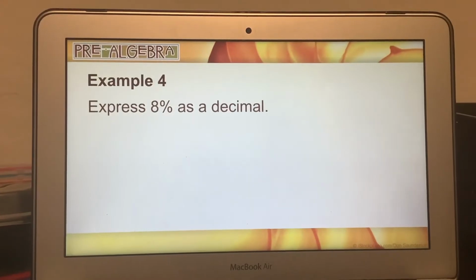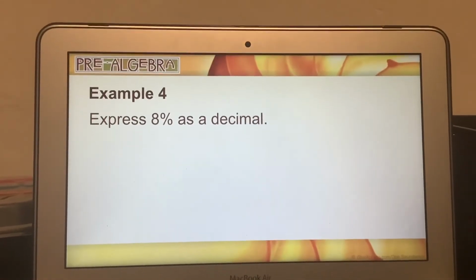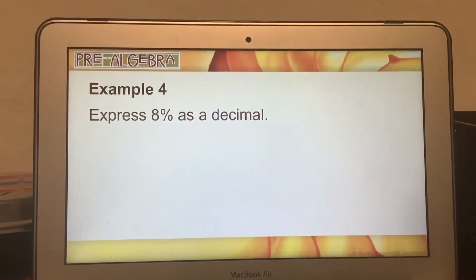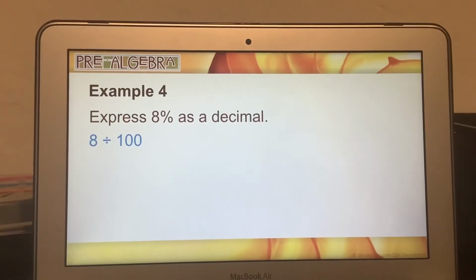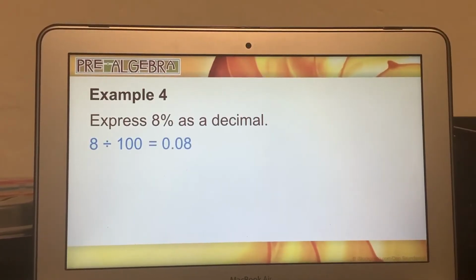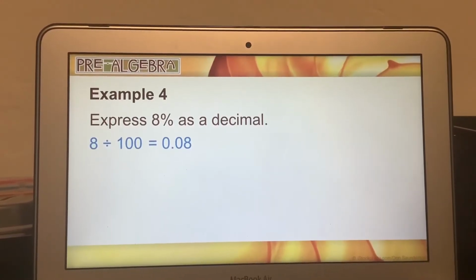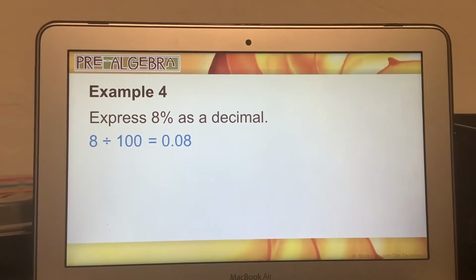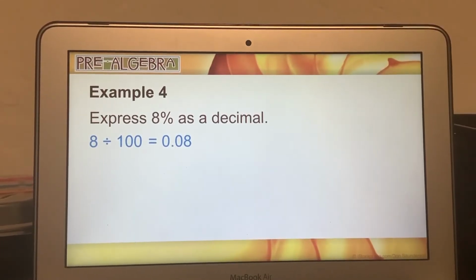Okay, if I have 8% and I want to convert that into a decimal, I'm going to divide 8 by 100. That means I'm moving my decimal over 2 places, so I have 0.08. And then that's my final answer. 8% is equal to 0.08 as a decimal.